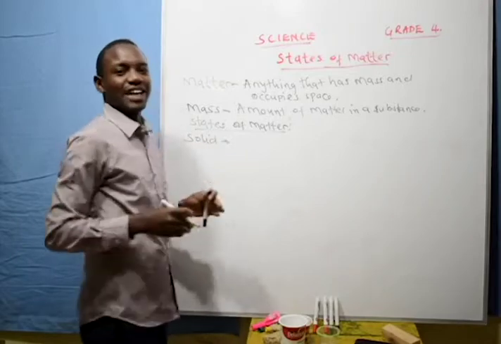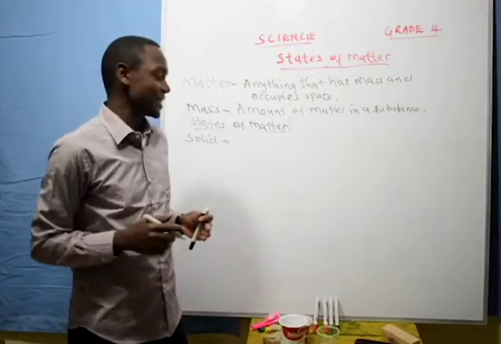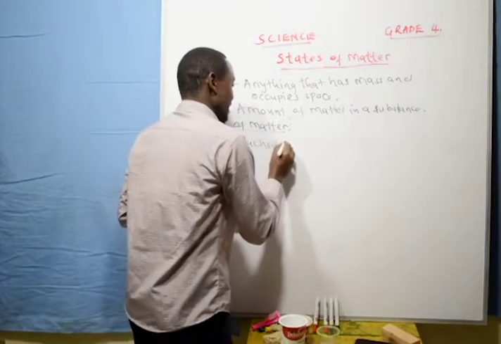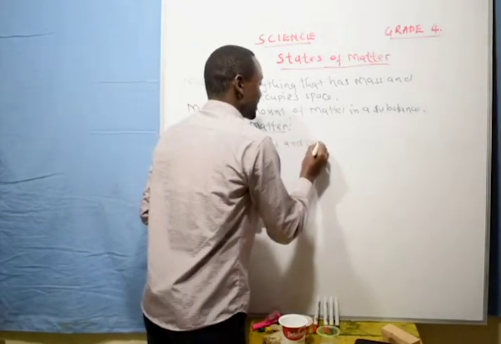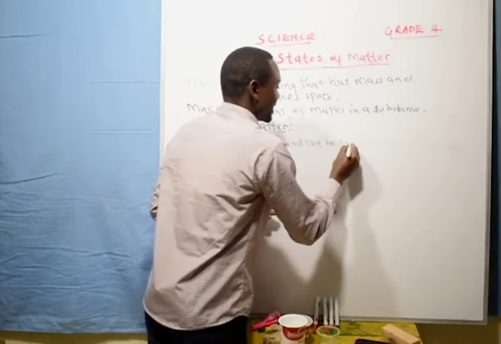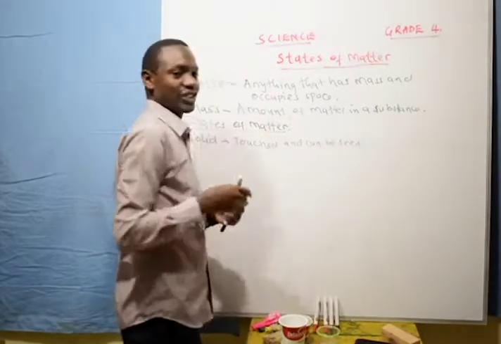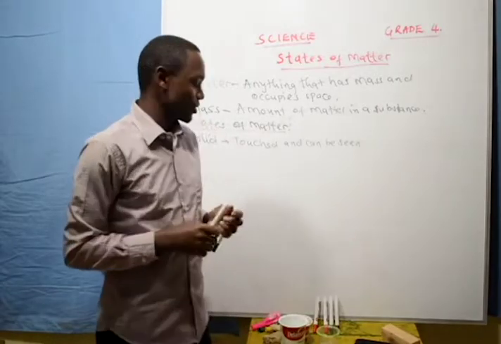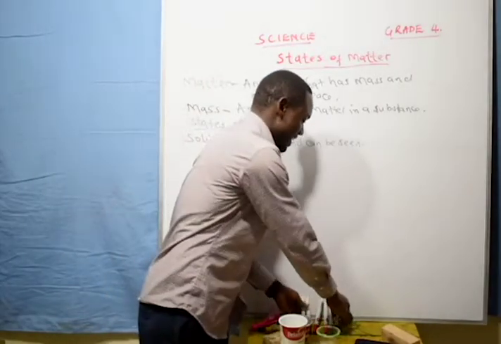Solids are things that can be touched and can be seen. Anything that can be touched and can be seen, that is a solid. That you can touch using your hand and you can see. What can you see around you? We have very many examples of solid.